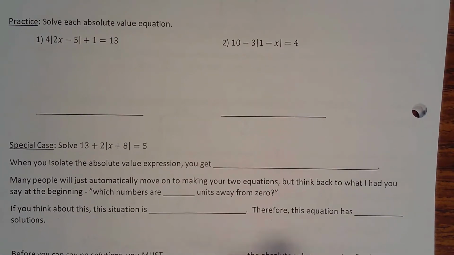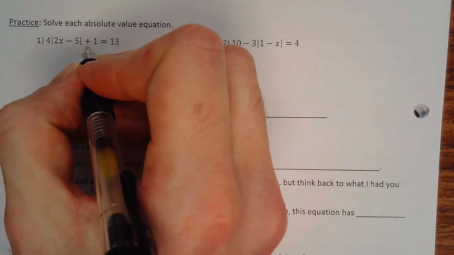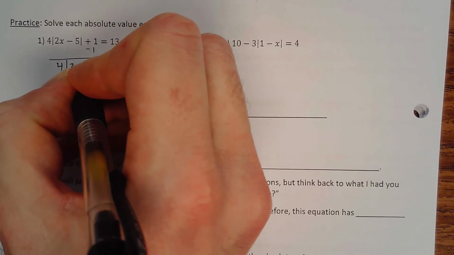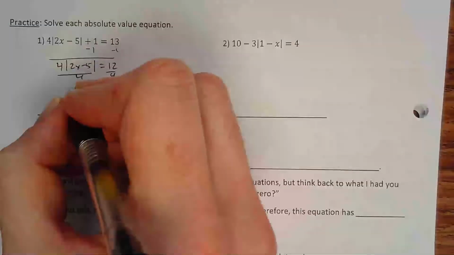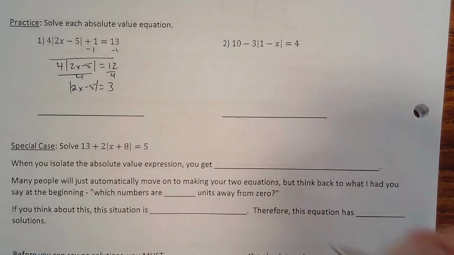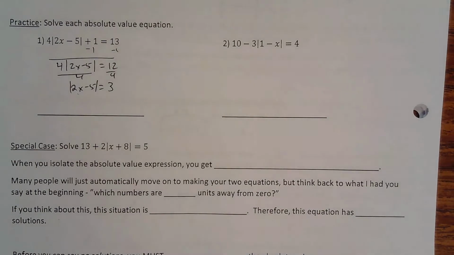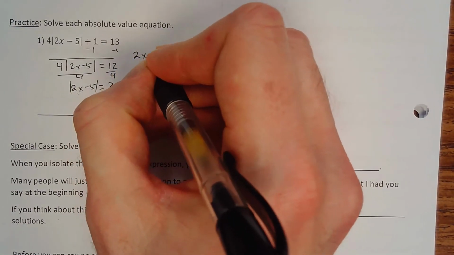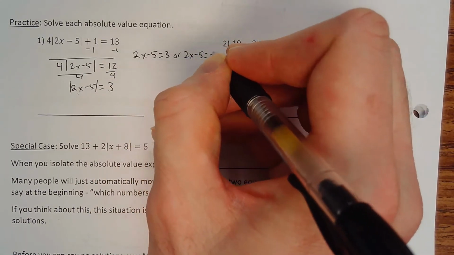So solve each absolute value equation. So first off, get the absolute value by itself. I need to subtract 1 first. Divide by 4. And now, this expression, its absolute value is 3, which means the expression is 3 units away from 0. So that means 2x minus 5 equals 3, or 2x minus 5 equals negative 3.